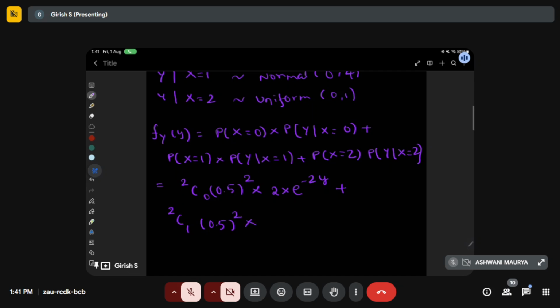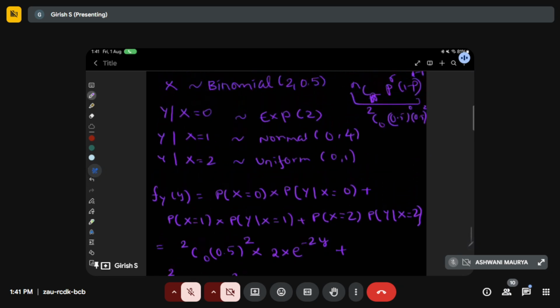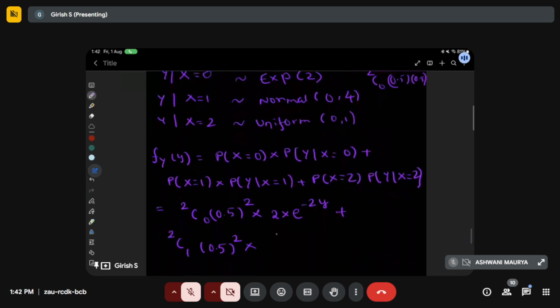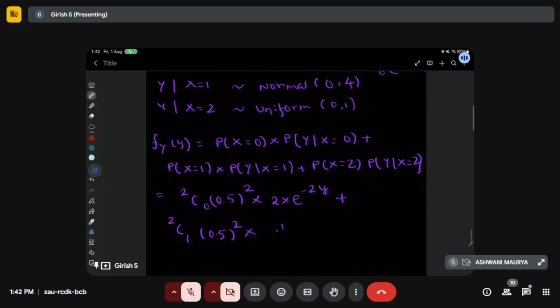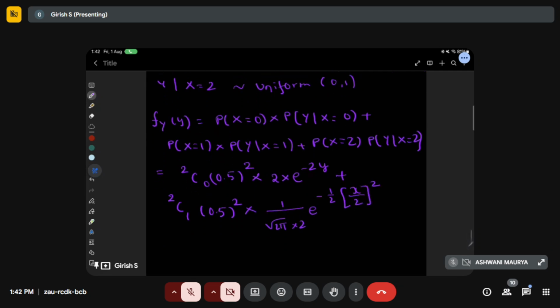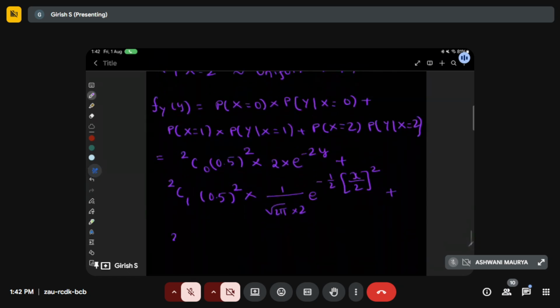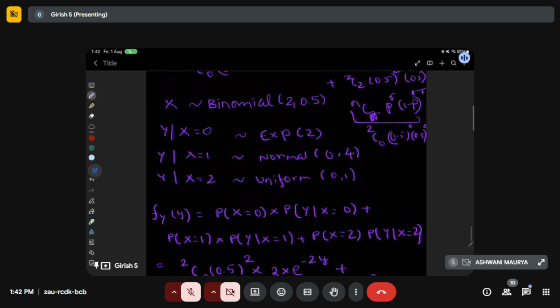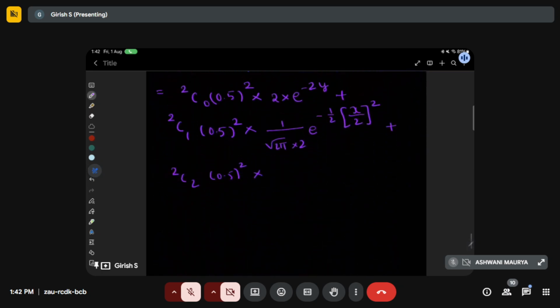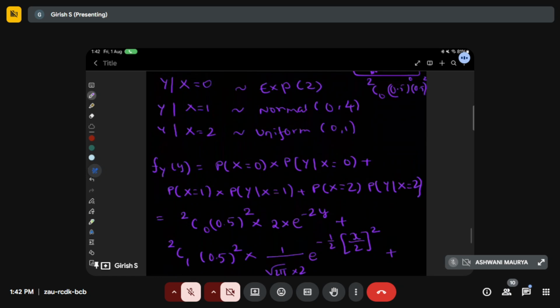And here it will be probability of y given x is equal to 1. It is following normal distribution. And for normal distribution, we have to write it as 1 by square root of 2 pi into sigma into e to the power minus half into x minus mu by sigma whole square. This is your PDF of normal distribution, plus probability of x is equal to 2, which will be 2C2 into 0.5 whole square, into probability of y given x is equal to 2. It is following uniform distribution, so this becomes 1 by b minus a, that is 1 by 1.